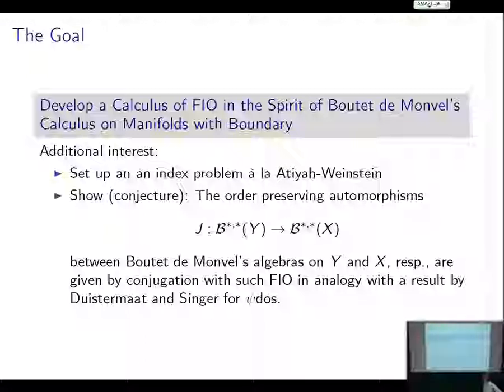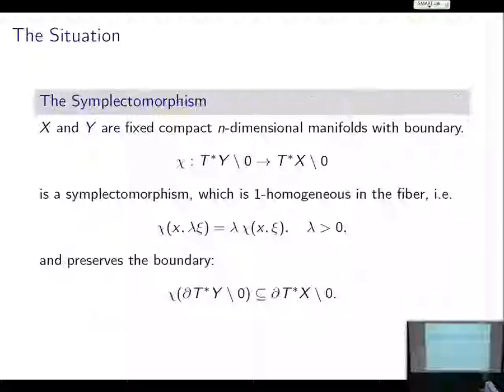There was additional interest in this because there's an old theorem by Atiyah-Singer which classifies the order-preserving isomorphisms of pseudo-differential operators. When we started looking at this algebra, the question was, maybe this is the algebra classifying the isomorphisms of Boutet de Monvel's calculus. That seems to be the case, although it's not yet proven. Okay, so this was the goal.